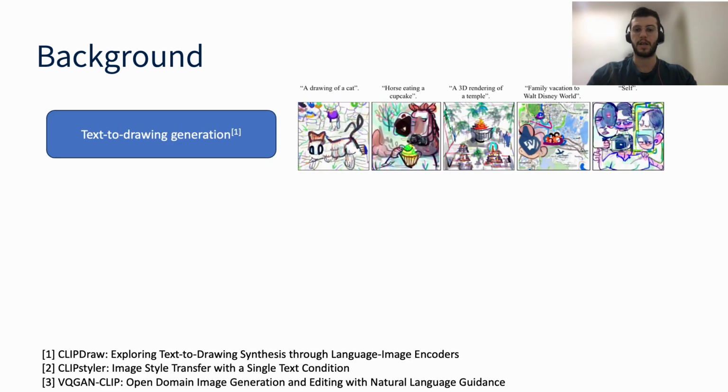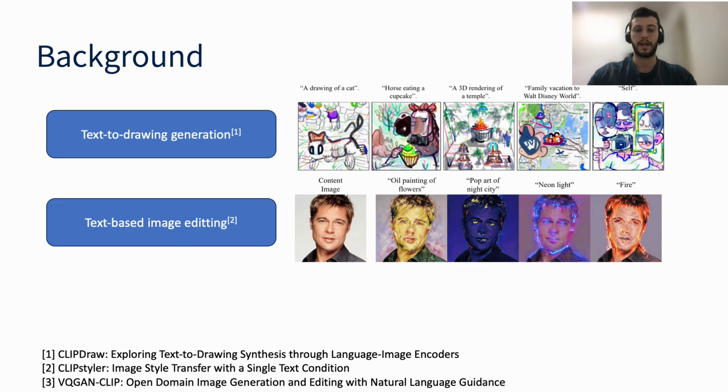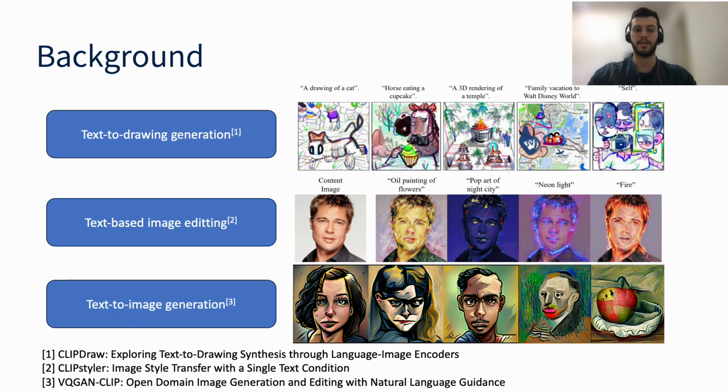For example, CLIPDraw utilizes CLIP for text-to-drawing generation. Specifically, they use CLIP to update the parameters of Bezier curves to match a target text. CLIPStyler uses CLIP for text-guided image editing by applying a CLIP loss to a style network, and GAN plus CLIP for text-to-image generation, and they do so by enforcing the output of the GAN to be aligned with the text prompt using CLIP.